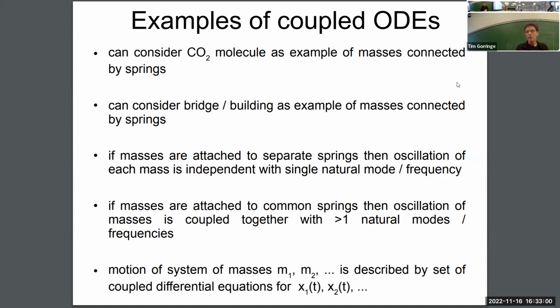numerically. So I pick the following example or the following illustration. If you think about a carbon dioxide molecule, one way of thinking about that is several masses attached together by springs. So it's a coupled system of masses, and that's an example of the problem we'll solve today.